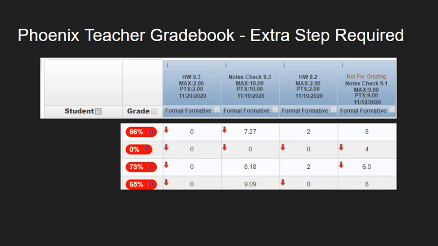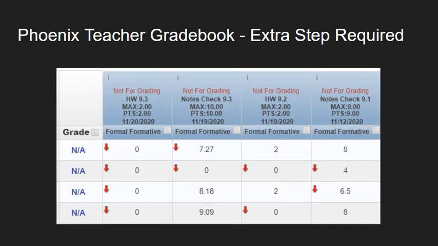So staff have to go in, but what I want you to do is take a look at the student grades here. You see one student's got a grade of 66, another student's got a 0, a 73, and a 65. Oh my goodness. So yes, that causes great alarm, but when staff go in and change that and everything plays nice and works nice, then you'll see the grades change to an NA.